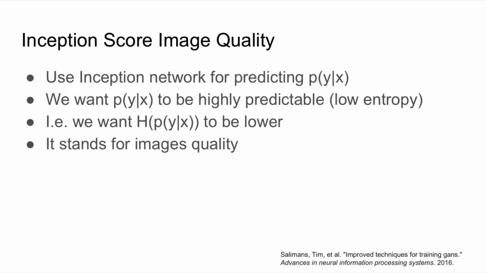The first measure of quality is the Inception score. Firstly, we use the Inception network for predicting the distribution P of y given x. This is the output of the last softmax layer of the Inception network. We want this distribution to be highly predictable. In other words, we want it to be concentrated in one point. It means that we want the entropy of this distribution to be lower. And this stands for the quality of an image. The more concentrated the distribution is, the more confident the network is in its prediction, which is good in terms of the image quality.